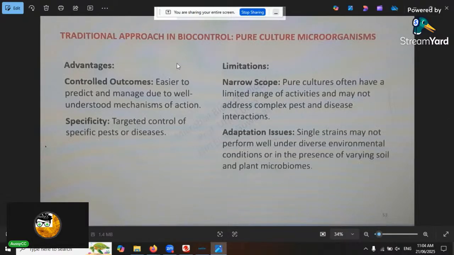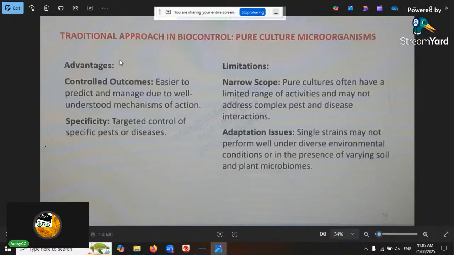Traditional approaches in biocontrol, some advantages. Also controlled outcome, and you can get rid of specific problems relatively easily if you get the right biocontrol agent that can target it. It just takes care of it. You don't have to worry about it, and then it'll keep taking care of it if it's going to reproduce, like spore formers, like most bacteria.